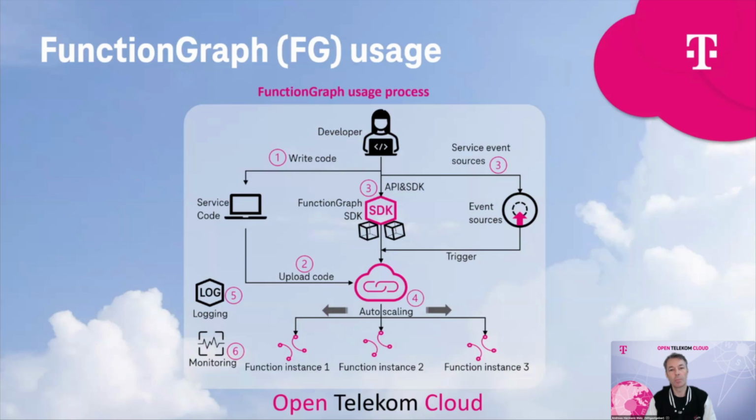Now, from a usage process perspective, you would start as a developer and write code. You upload the code to a function, then you can define triggers, which are coming either from services as an event source, or it can be triggered by, for example, the API gateway, by an API. So having all that together and defined, the function can be started and triggered here, and then it scales, as already mentioned, the instances as needed.